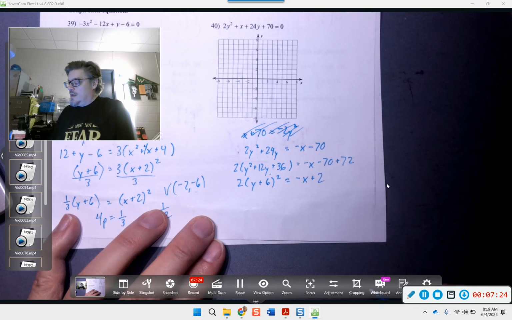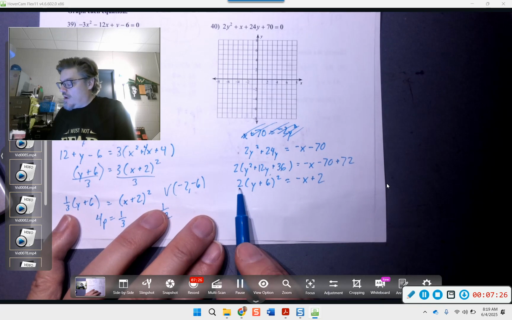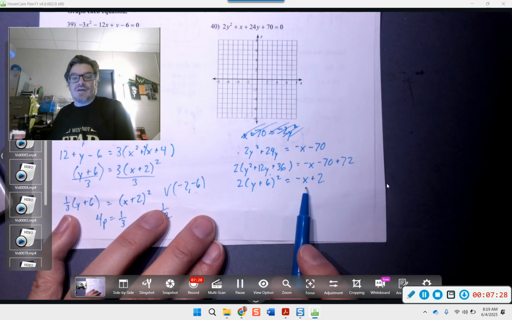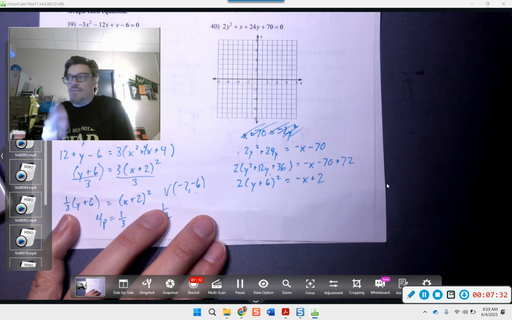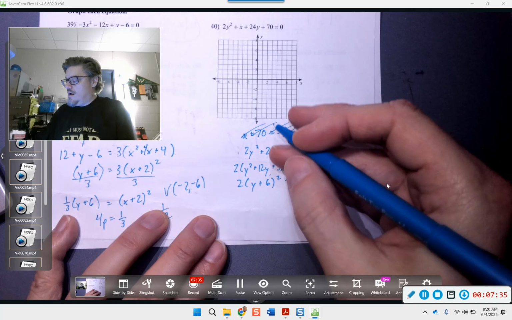Now, this guy's in the wrong location, and I need parentheses over here. I don't want a -x. That's not how the transformational form works.